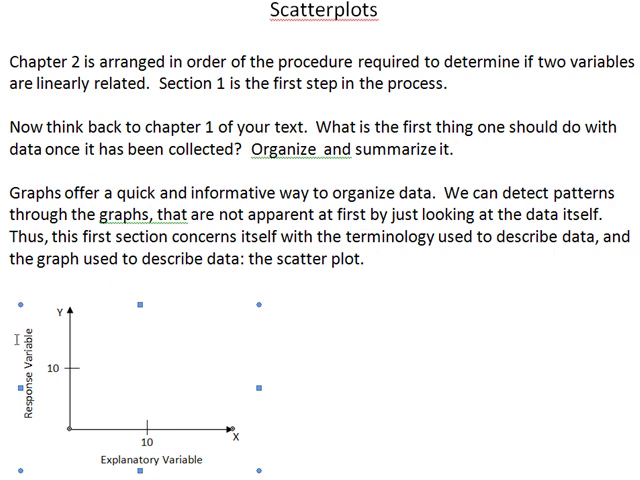So this becomes our response variable, Y. Sometimes I like to call this the variable of interest. It's the variable that we're really interested in knowing more about. So now I collect my first data value, and again, it's going to be an ordered pair, one for the X, one for the Y, and there's my first value.